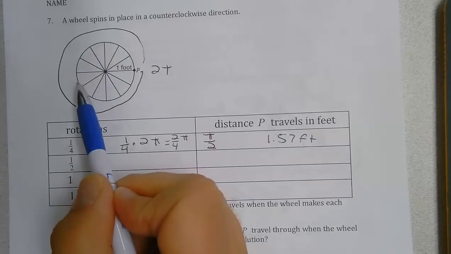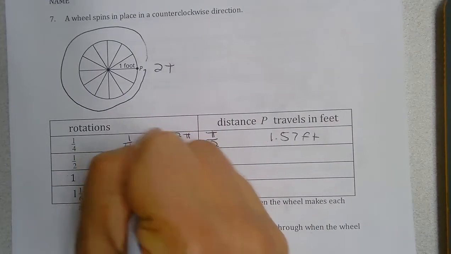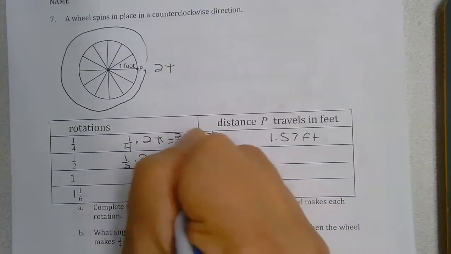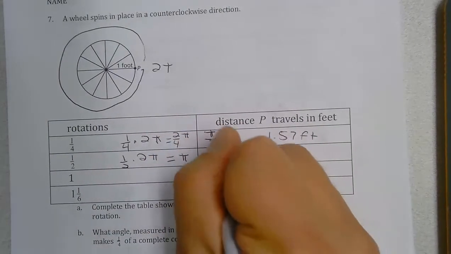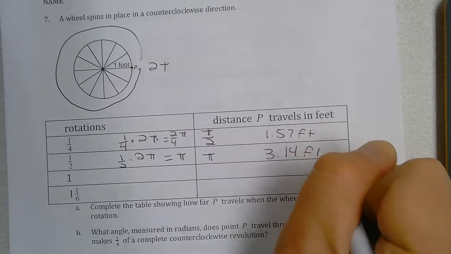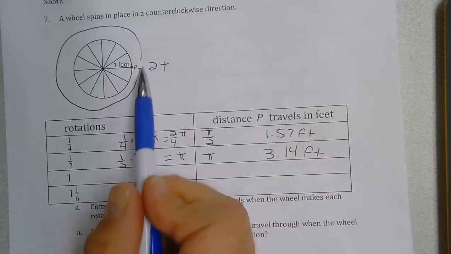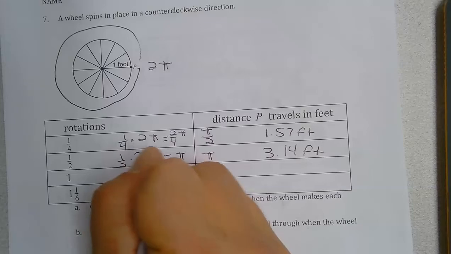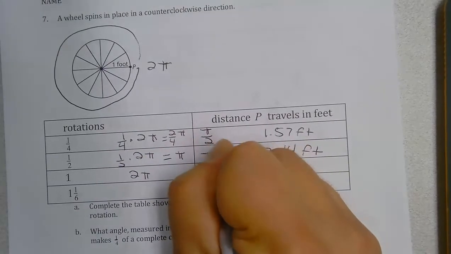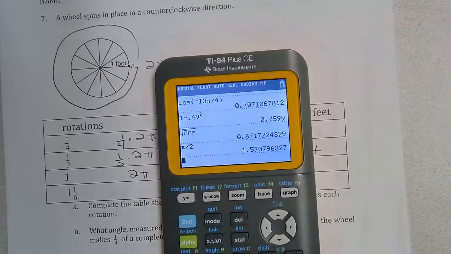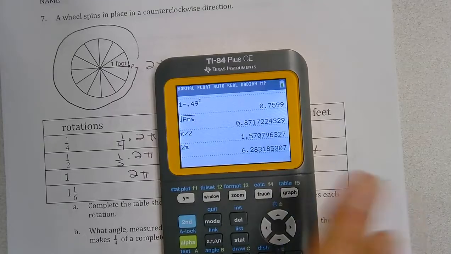Same thing here, halfway around, what's 1/2 of 2 pi? So half of 2 pi is going to be pi. And then I know that pi would round to about 3.14. Then remember, all the way around is 2 pi. What I can do here is just put in 2 pi, and then that's 6.28 feet.